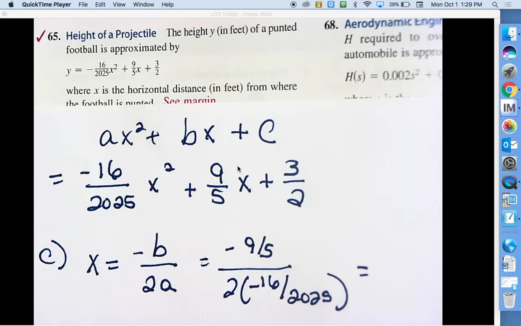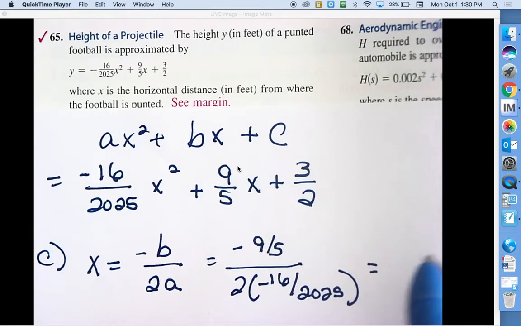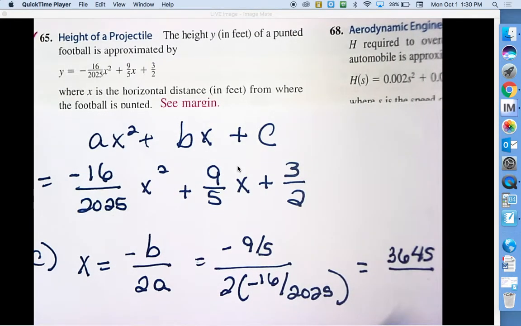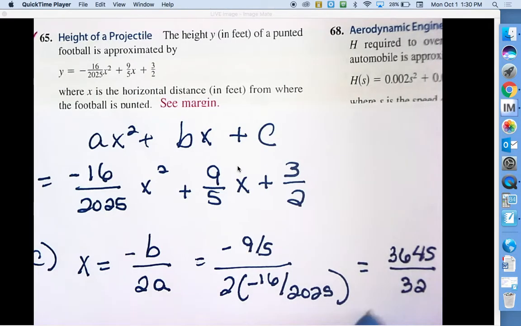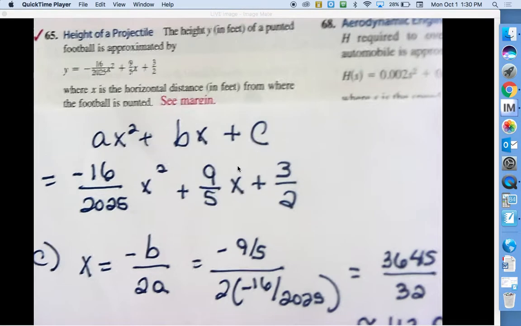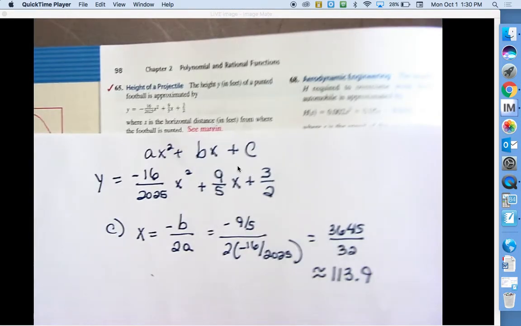But when you put that in your calculator, approximately what decimal did you get? I didn't put it. Oh, you have it as a fraction. Awesome. What do you have as a fraction? 3,645 over 32, which is approximately 113.9. If you'd rather use, sorry, let me zoom out, if you'd rather use a decimal. So that is the horizontal distance.